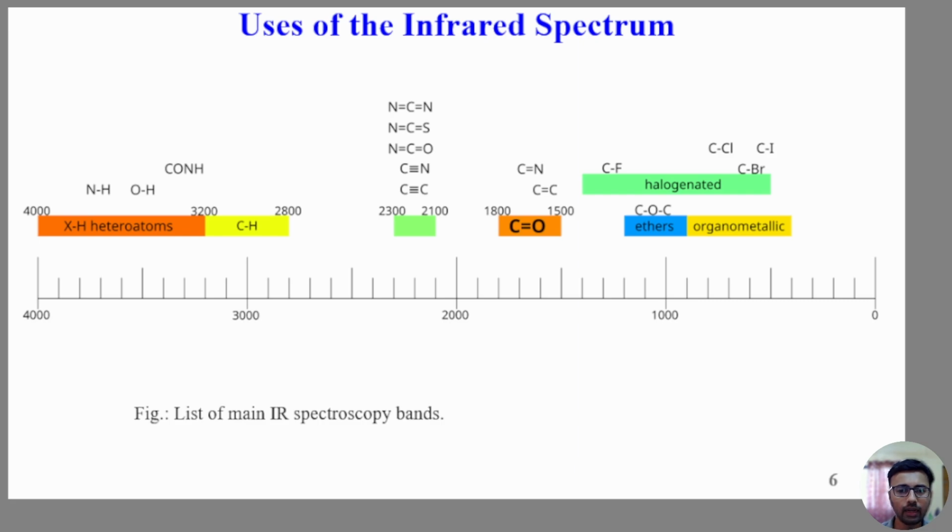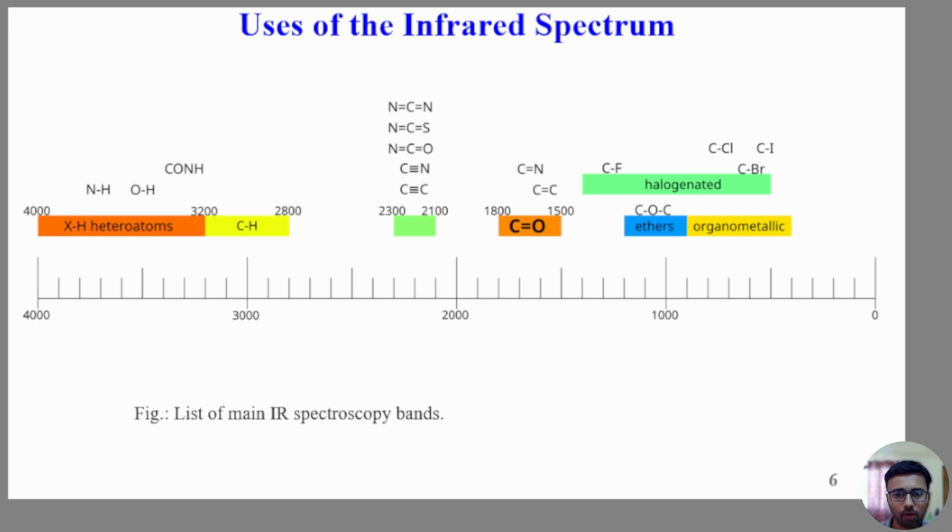Now move slightly down in energy to the region around 2300 to 2100 inverse centimeters. Here we encounter triple bonds, for example carbon triple bond carbon and carbon triple bond nitrogen. We also see cumulative double bonds, such as the functional group nitrogen double bond carbon double bond oxygen. These bonds are very stiff and strong, which causes them to vibrate at relatively high frequencies.